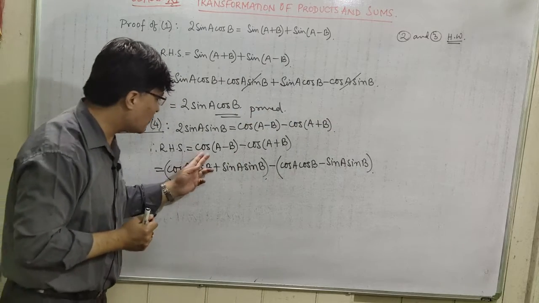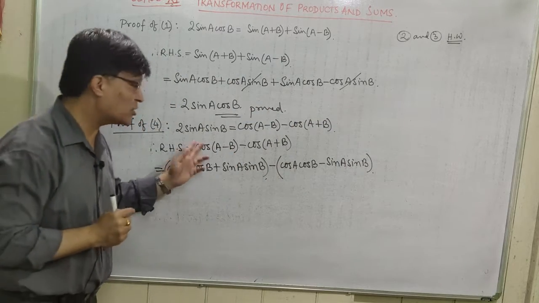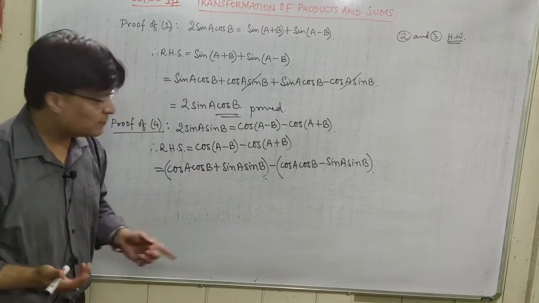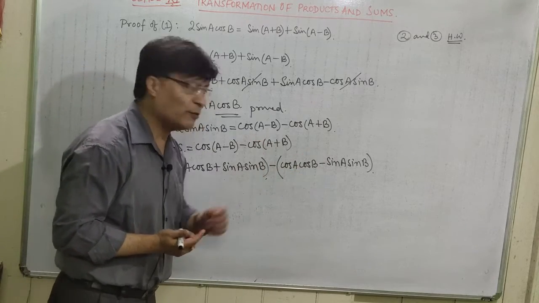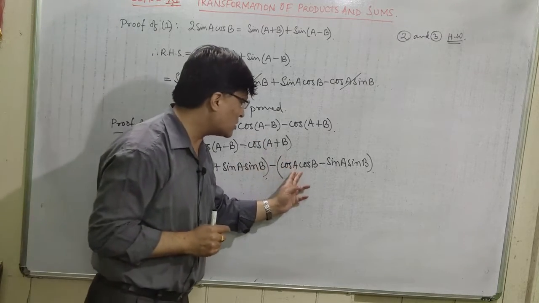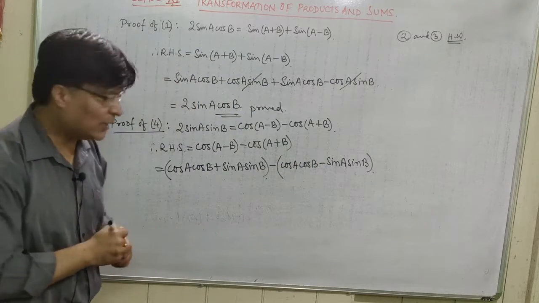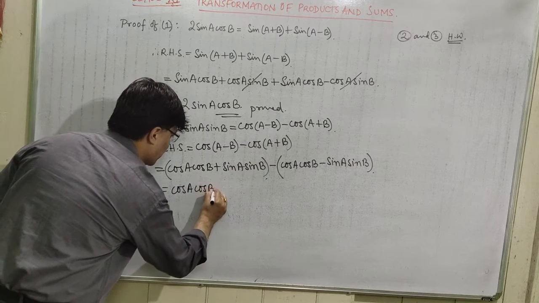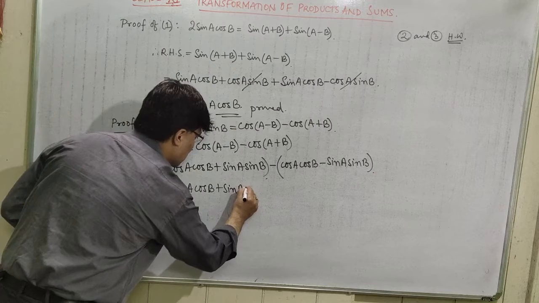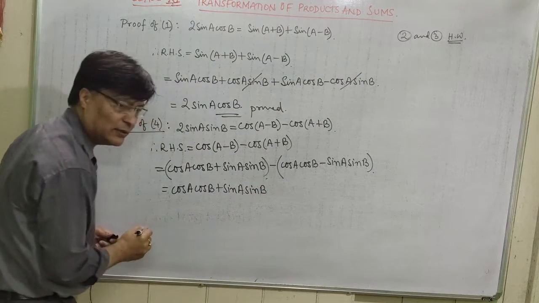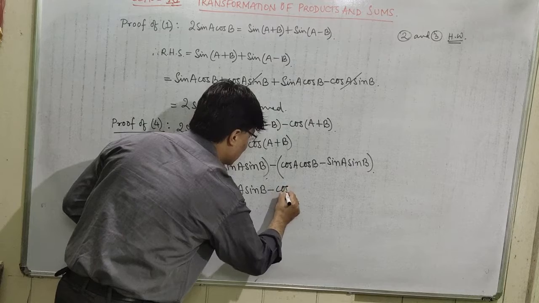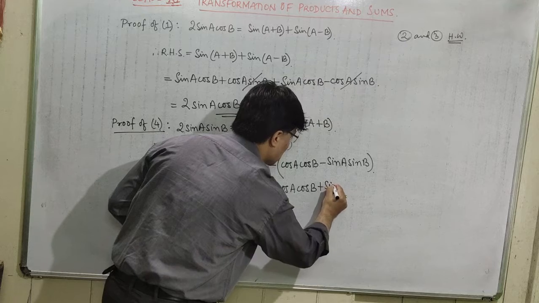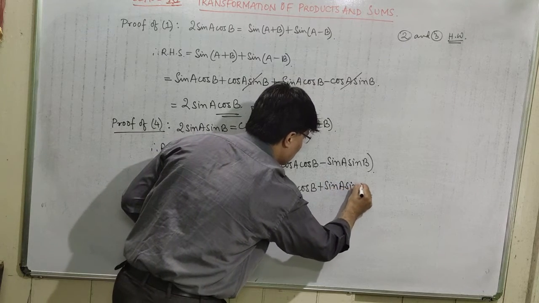So if it is cos of A minus B, what is the formula for this cos of A minus B from the compound angle? It is cos A cos B plus sin A sin B. You know that. Minus, again within bracket, you write down the formula for cos of A plus B. What is it? It is cos A cos B minus sin A sin B. Okay, so let us open this bracket. Cos A cos B plus sin A sin B, then minus, multiplied by minus sign, minus cos A cos B, then minus into minus plus sin A sin B.